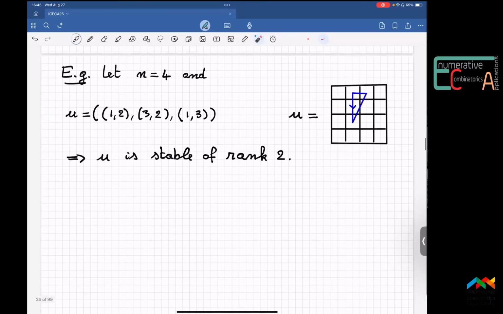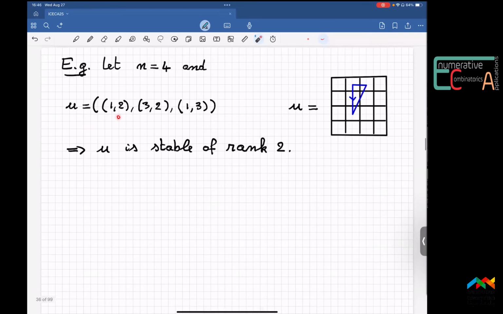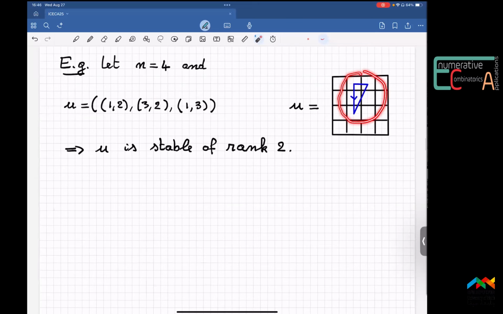So of course, now it's natural to wonder, are there cycles of rank bigger than 1? Yes, there are. Not for transpositions. Transpositions are all of rank 1: if they are stable, they are of rank 1. But as soon as you look at 3-cycles, maybe this is the simplest example, in n equals 4, take this 3-cycle, (1,2), (3,2), (1,3). So it's this right triangle. Then this is stable of rank 2.